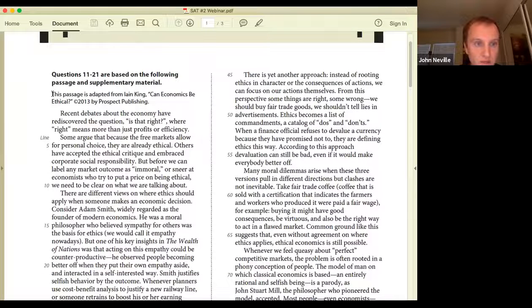That one's not very long. It's usually a little bit longer than this, but sure, here's the name, Ian King. The name of the book, Can Economics Be Ethical? And then when it was published in 2013. Just to give you another one. Let me find it. Here it is.